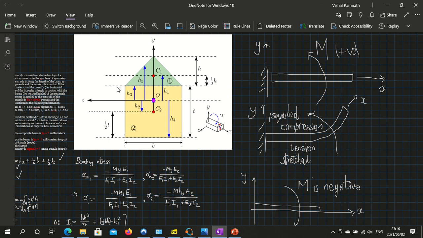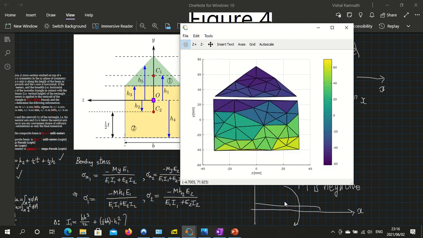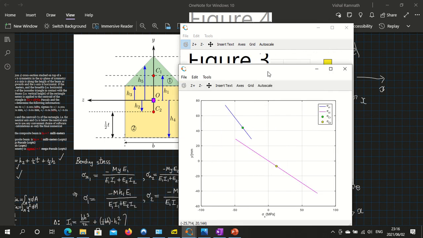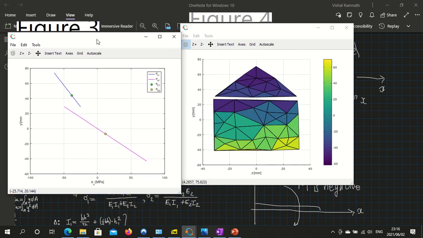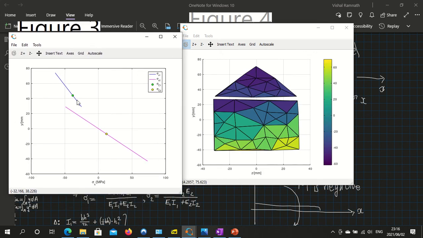Second point, you must always take into account whether the values are positive or negative. If you don't, you'll get the wrong answer. And a final point, the values of the sign notation physically mean if something is in tension or compression.